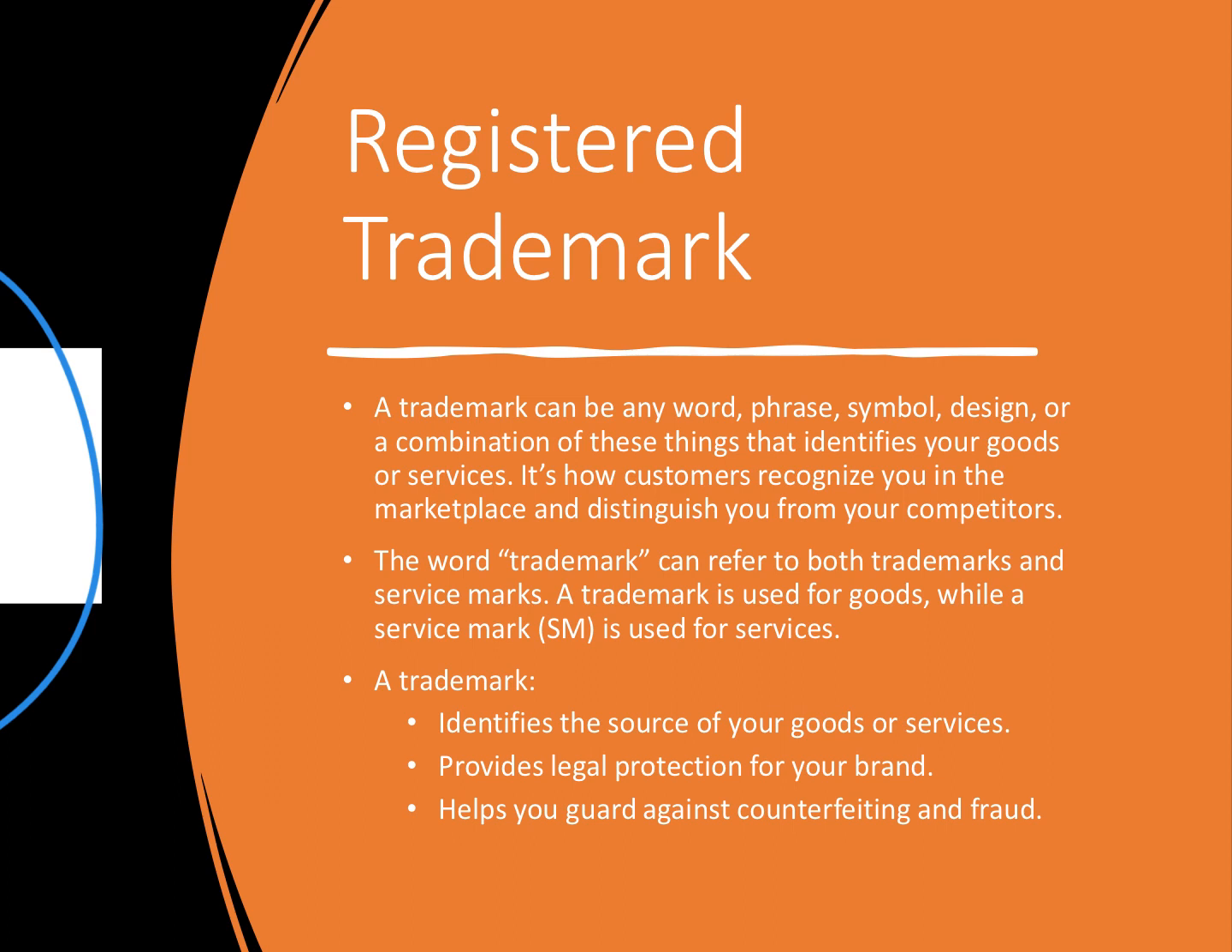A trademark protects any word, phrase, symbol, design, or combination that identifies your goods or services. The R in the circle is for goods, but let's say my company provides a service. It's actually an SM mark, okay? What a trademark really does is differentiate and identify your business from others, okay?